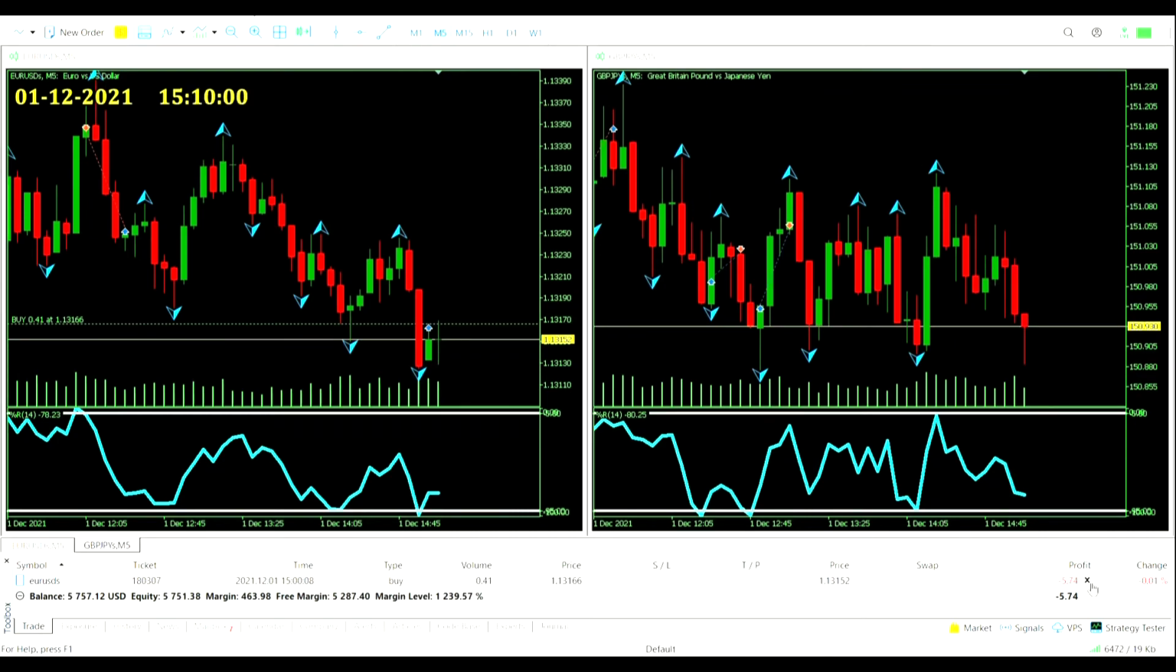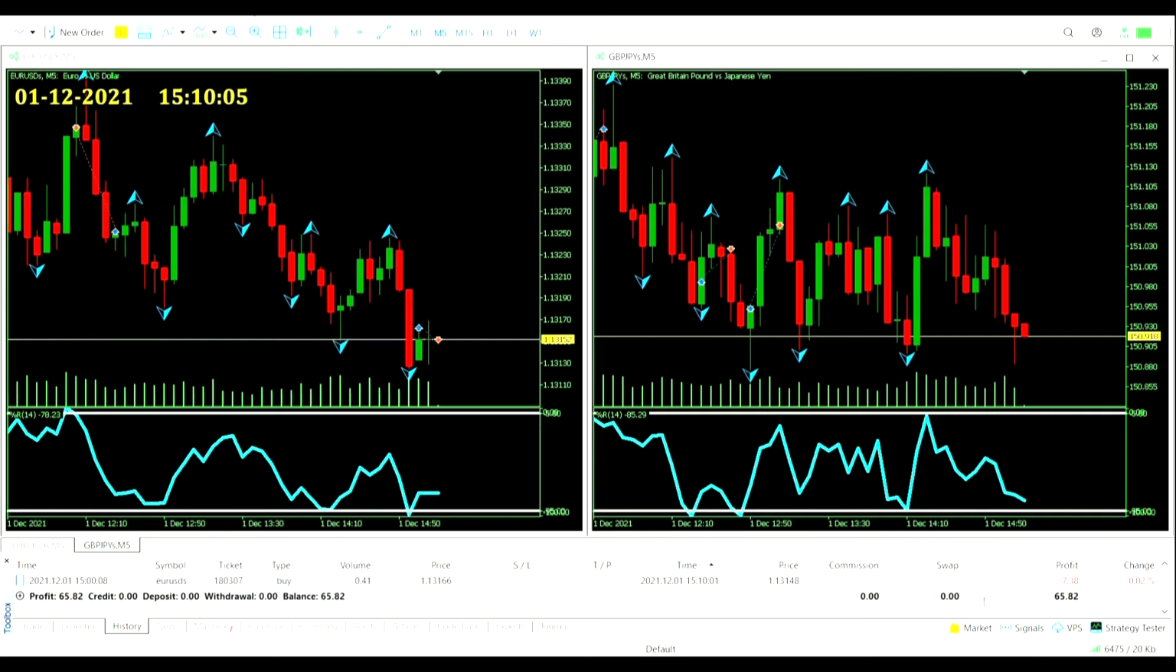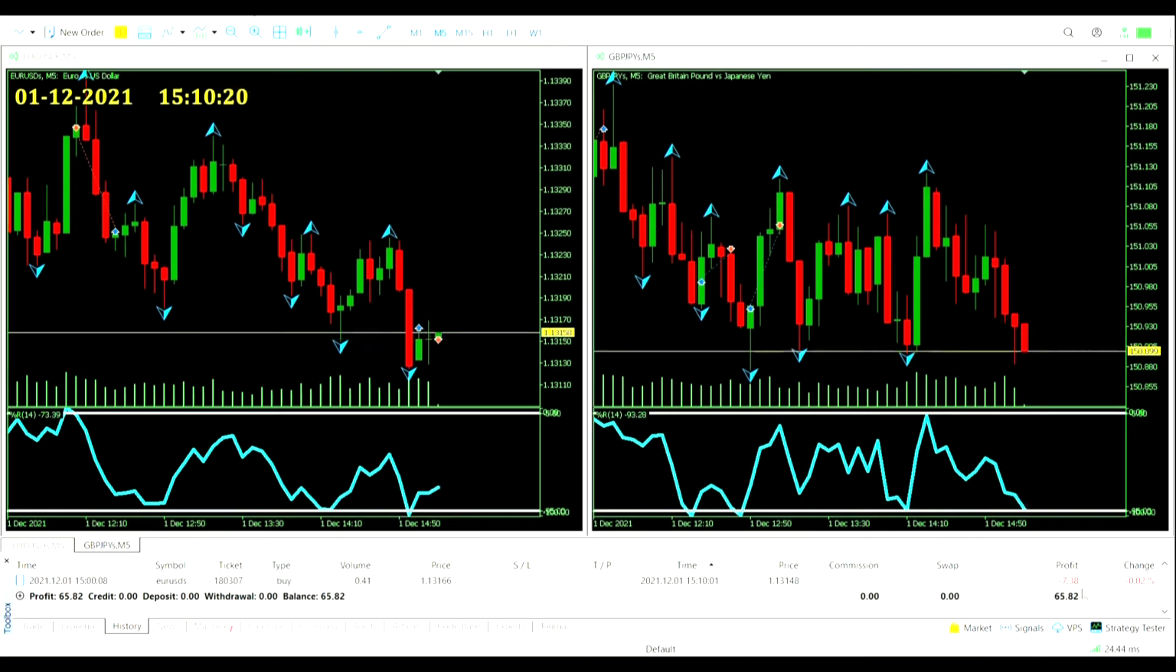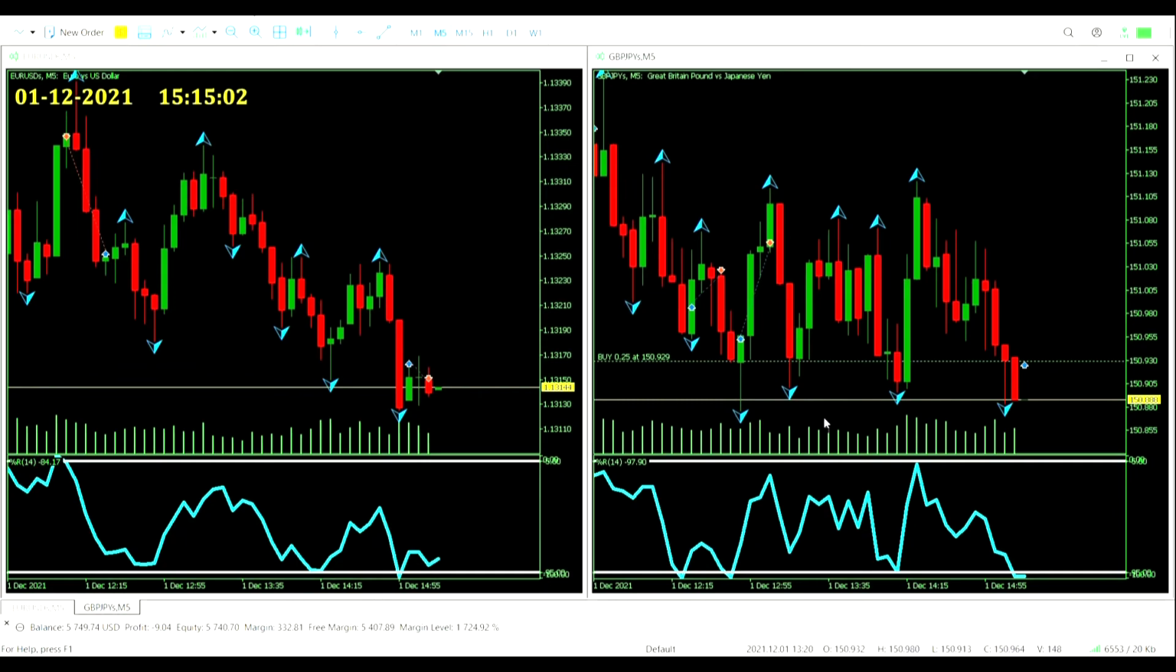Yeah, going to be closing it already here, the Euro US dollar trade, so shut it down. Small loss again, not too worried about small losses. No, not too bad for us, $7.38. And now suddenly a buy signal coming through on the Great British Pound Japanese Yen. Let's dive in on the nose this time.